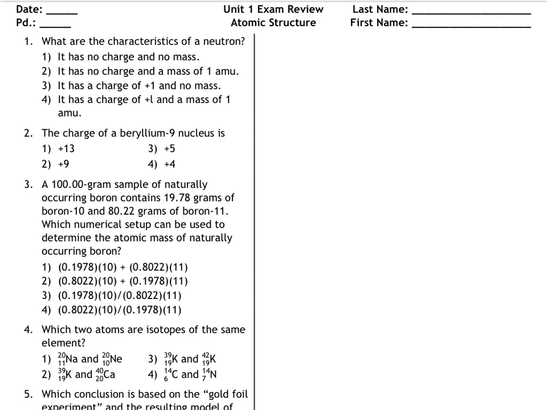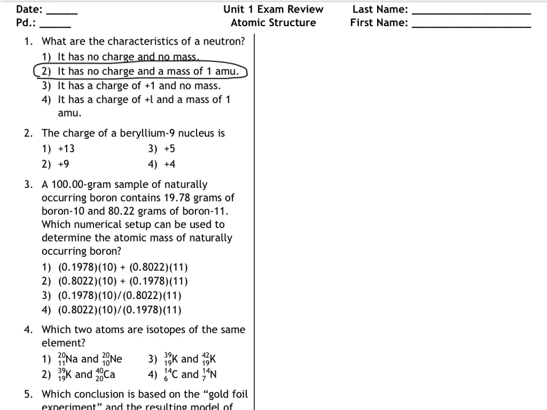So number one, it says, what are the characteristics of a neutron? Going through the answer choices, I see it has no charge and no mass. That doesn't make sense, because I know that a neutron has a charge of 0 and a mass of 1. So I'm going to look for that. Yeah, I think that's basically number 2. So I'm going to go with that on number 2. It has no charge and a mass of 1.